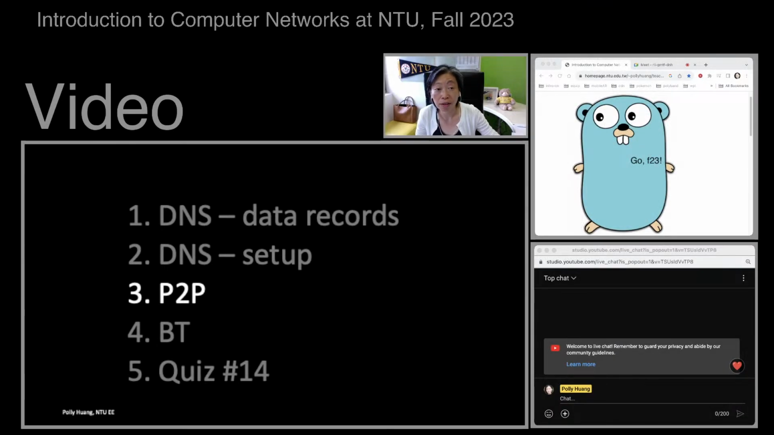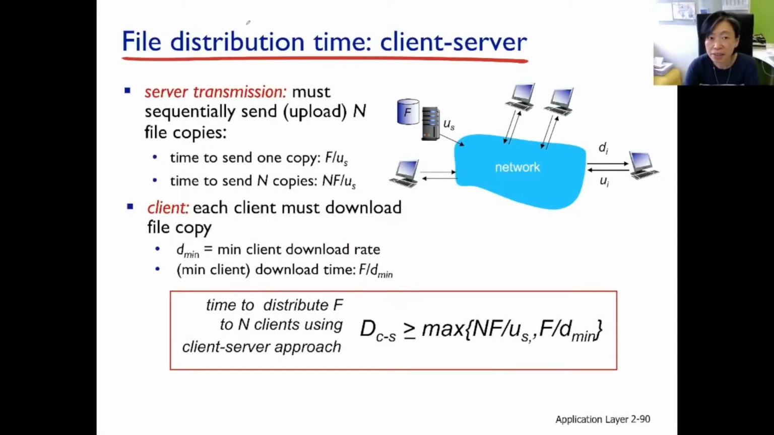Now let's try to estimate the file distribution time, that is the time for all N peers to download a copy of that file F. Let's calculate the time it takes to distribute the file to all end users. First, assuming the client-server model, the server needs to upload a copy and distribute it to each of the clients. If the uplink capacity is u_s, the time to send one copy will be F over u_s, and to send N copies altogether, NF over u_s.